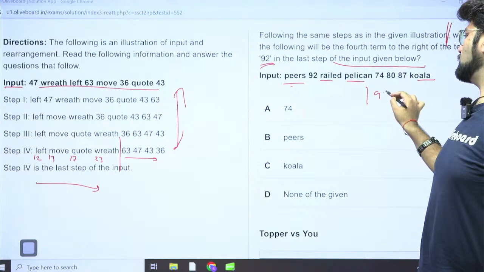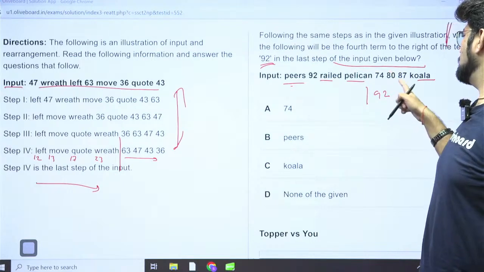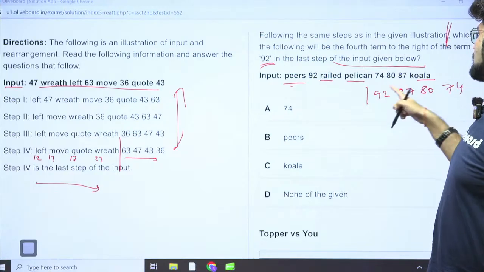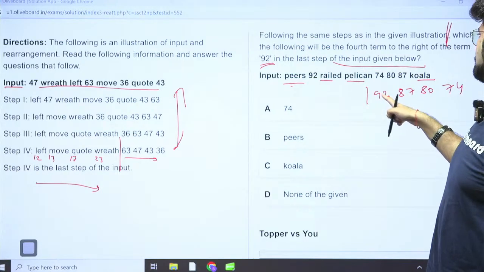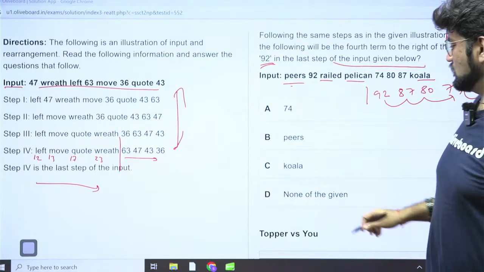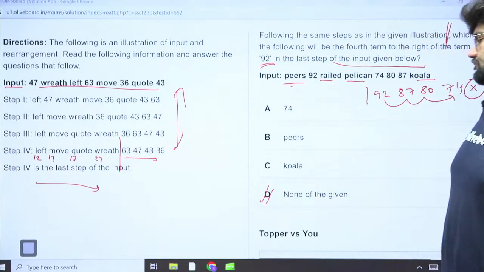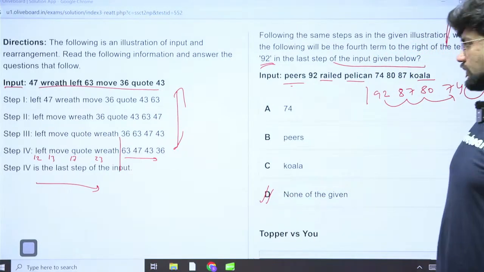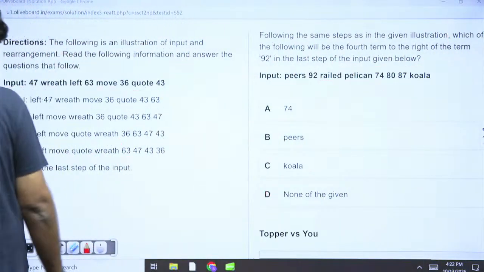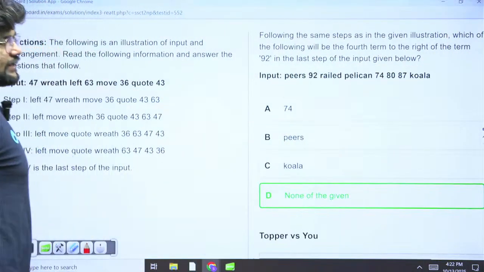So we'll have 92. It was in the descending order, right? 92, 87, 80, 74. That's it. They are asking us 4th to the right. So 1, 2, 3. That's it. There is no term on the 4th position. So my answer is going to be none of the given. As much as it might seem unbelievable to you, that is going to be a correct answer.